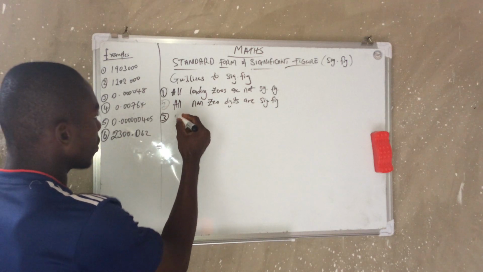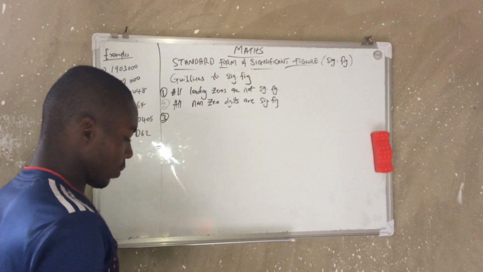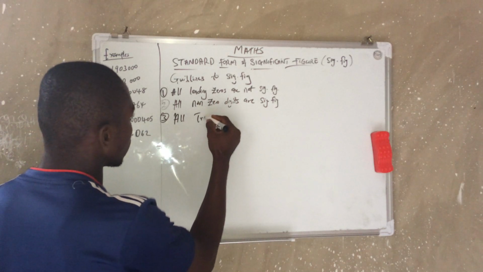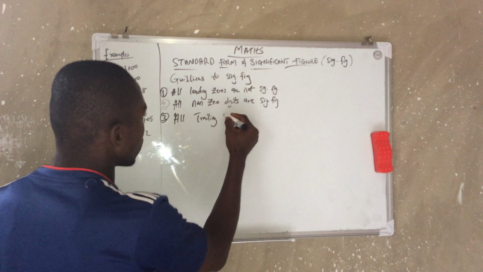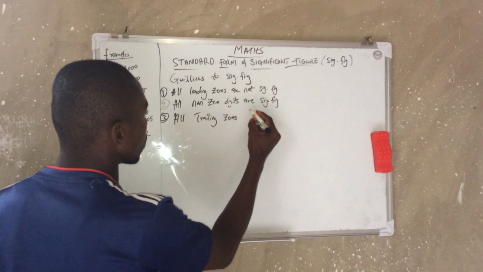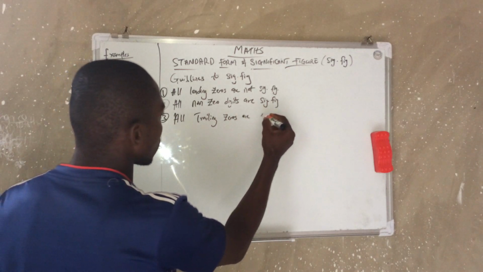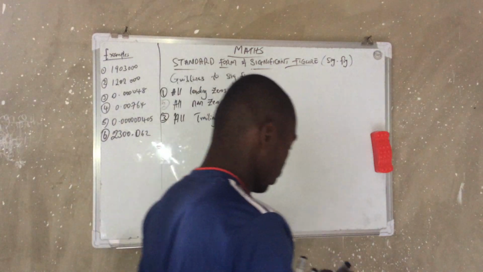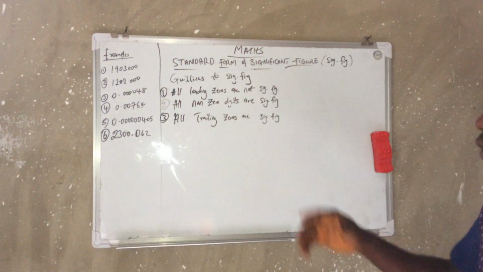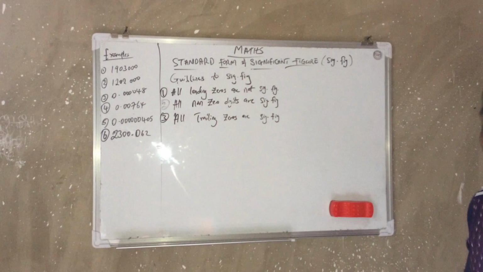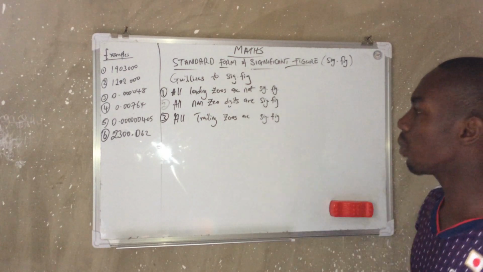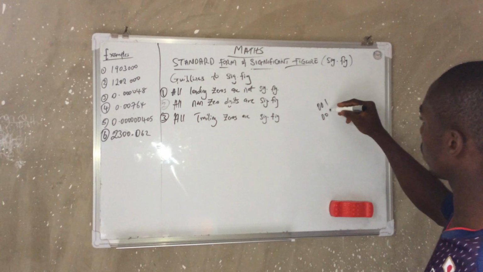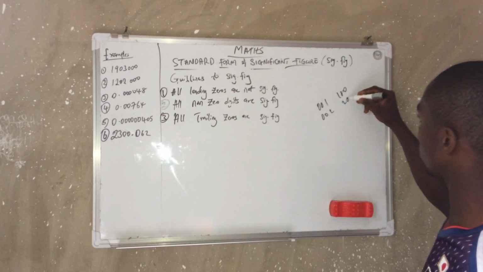Number 3. Let me say all trailing zeros are significant figures. All trailing zeros are significant figures. What do I mean by all trailing zeros? Let us see that example 001, 002, and 100, 200.